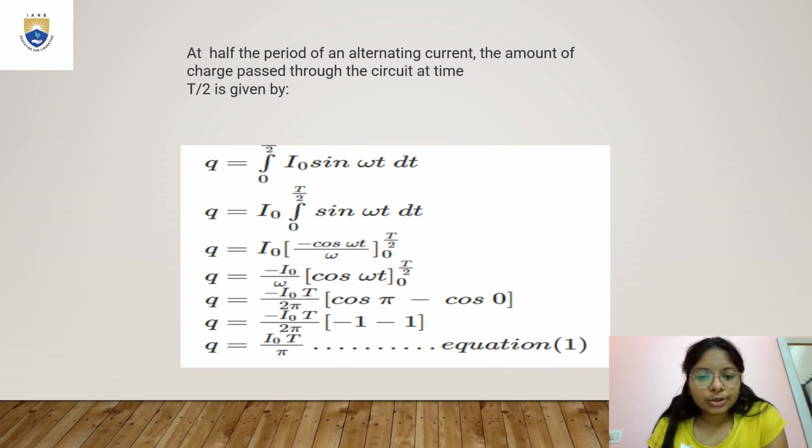Now q is equal to minus I naught T by 2 pi times cos pi minus cos 0. We are substituting the T by 2 values. Q is equal to minus I naught T by 2 pi, where cos pi value is minus 1 and cos 0 value is 1. In this we have a minus sign, so we are getting minus 1 minus 1. Now q is equal to I naught T by pi. It is equation 1.